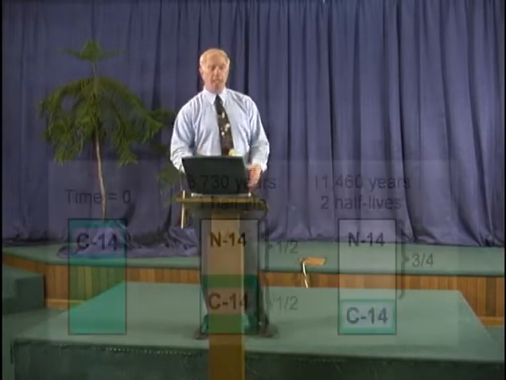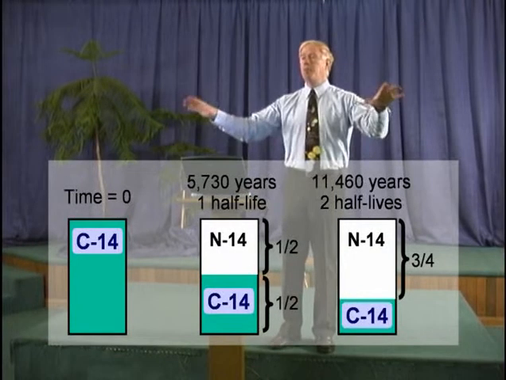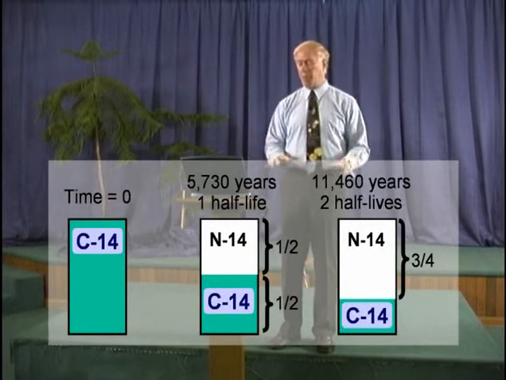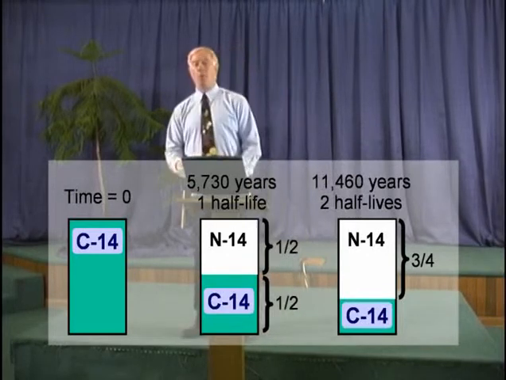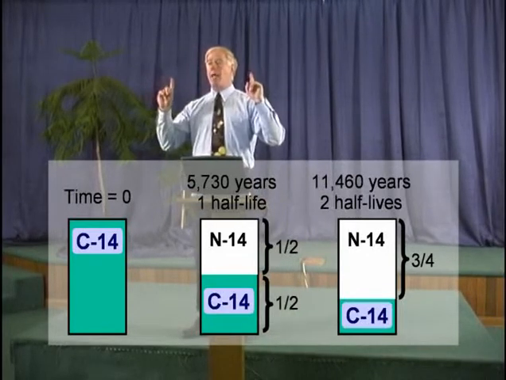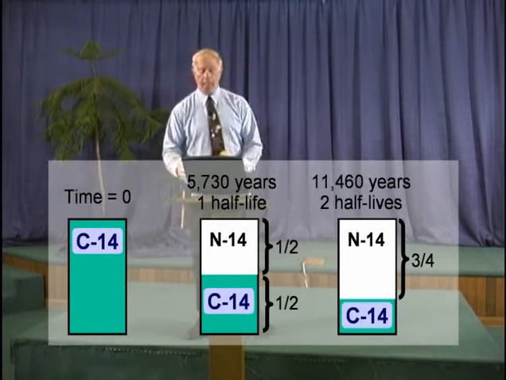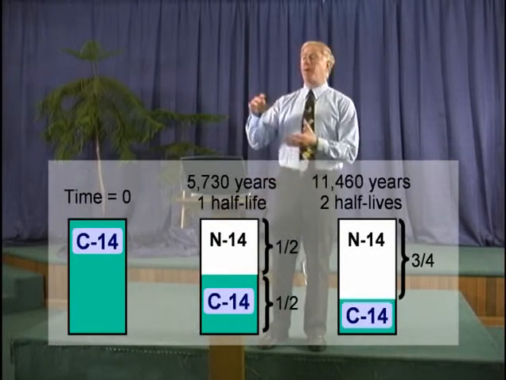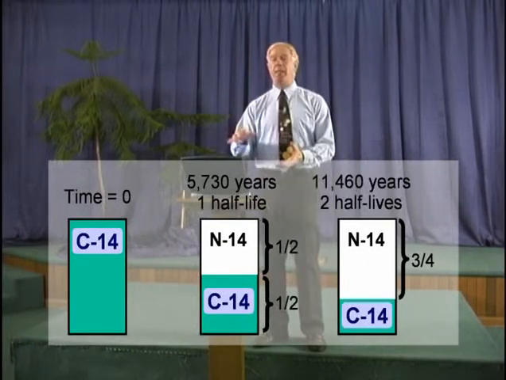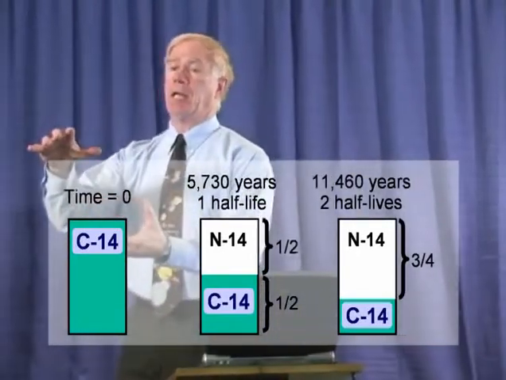Well, let's start here. Let's take an illustration. Let's suppose I have a complete jar of carbon-14 atoms. At time 0, this jar is filled with carbon-14 atoms. After 5,730 years, what will be in this jar? That would be considered one half-life. Half the amount of carbon-14 will have decayed. In this case, it decays into nitrogen-14. So after 5,730 years, what would be in that jar would be half carbon-14 atoms and half nitrogen atoms.